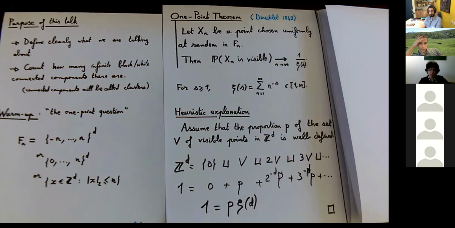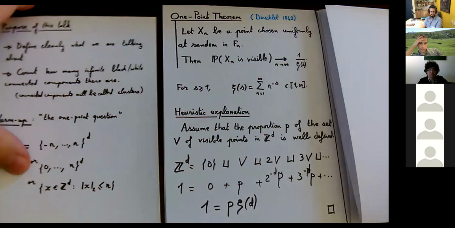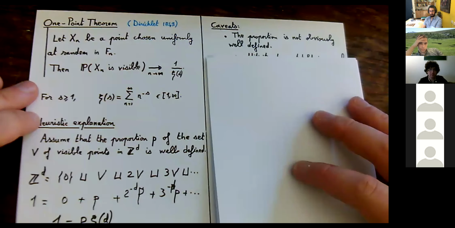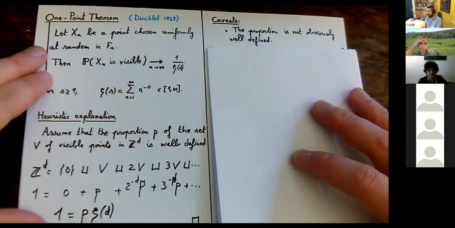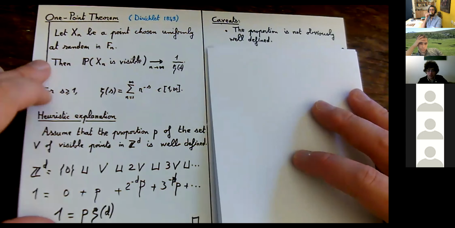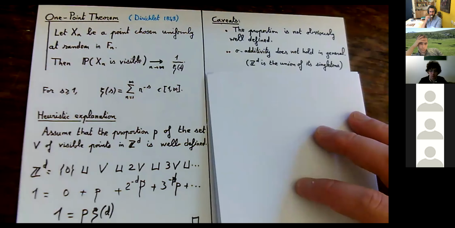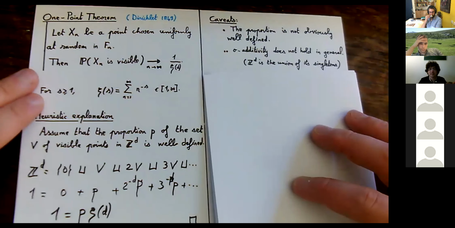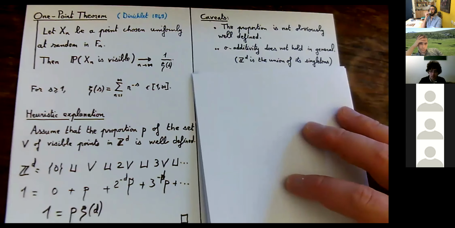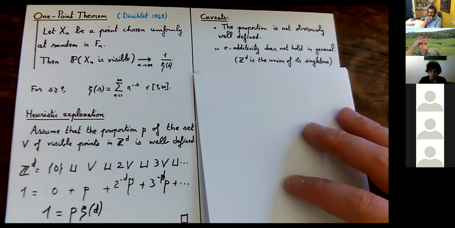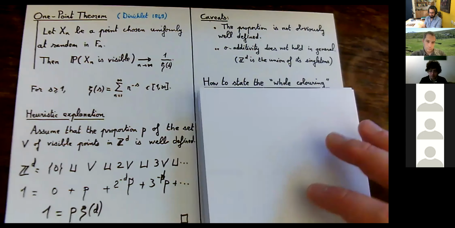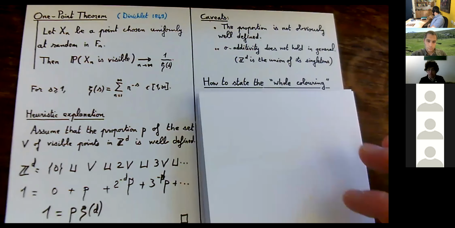It's not a rigorous proof, however, because of the following difficulties. First, the proportion is not obviously well defined. It is not so clear that this limit indeed exists. And sigma-additivity does not hold in general. Indeed, Z^d can be written as the union of its singletons, and 1 is not equal to a sum of zeros. Well, this being said, the warm-up is over, so we can try to state the whole coloring theorem now.